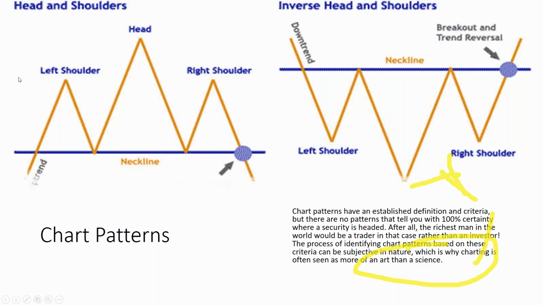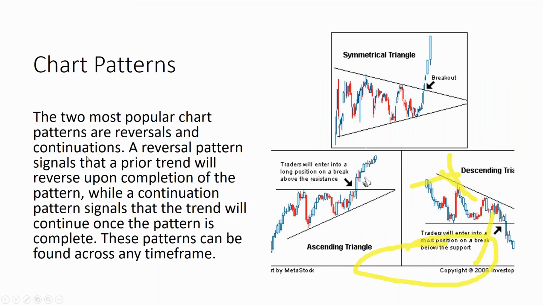But one of the best patterns in a chart to tell you trend reversal is called a head and shoulders pattern, and you can see that developing in your chart. And the nice thing about patterns is they also have calculations that will tell you where to exit or enter, where to buy, and how far your target should be. Now, two of the most popular chart patterns are reversal and continuation patterns. A reversal pattern signals that a prior trend will reverse upon completion of the pattern, while a continuation pattern signals that the trend will continue. These patterns can be found across any time frame.